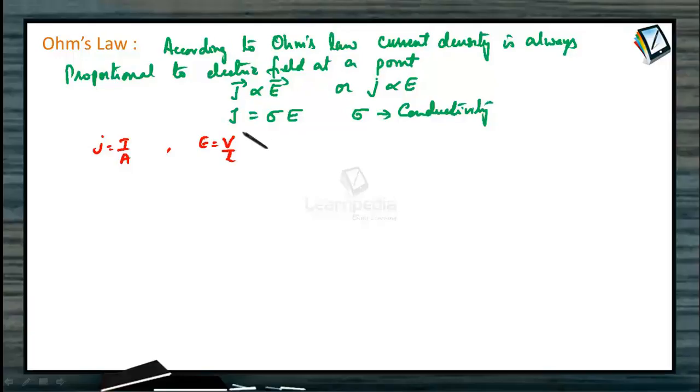V by L. So if I substitute these values here, we can write I by A is equal to sigma times V by L. V is the potential difference. So potential difference V can be written as L by sigma A times I.